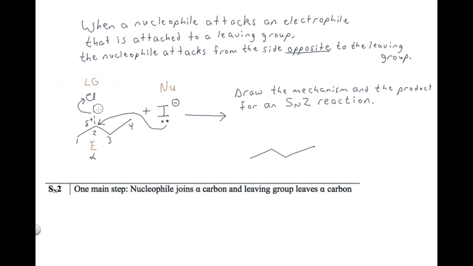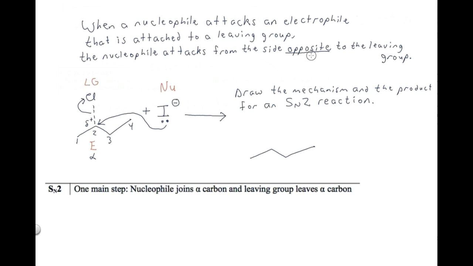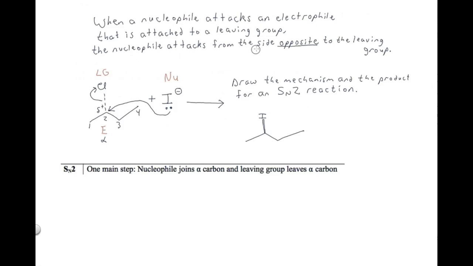Well, the leaving group here is on the dash, which you should know means behind the page. The chlorine is behind the page. So in order to attack from the opposite side, the nucleophile has to attack from in front of the page. And since the nucleophile is attacking from in front of the page, it will end up on a wedge. You should know that a dash indicates a substituent behind the page, and a wedge indicates a substituent that's in front of the page.